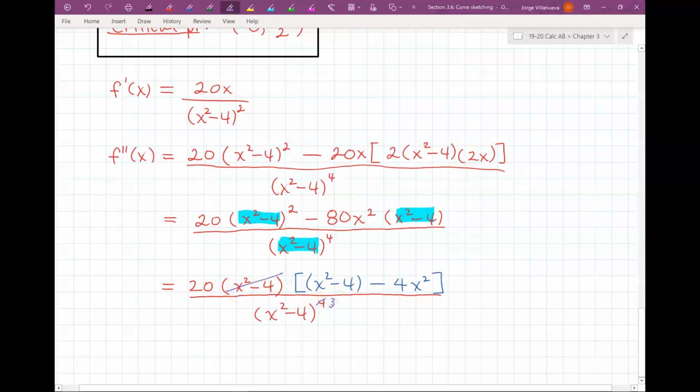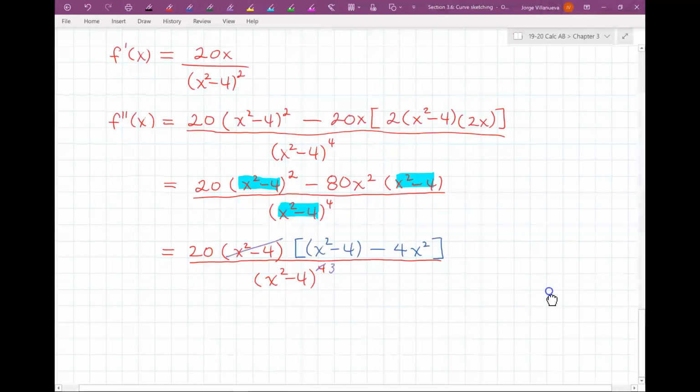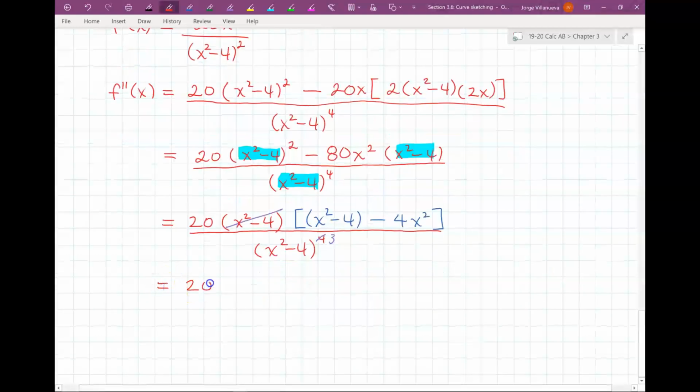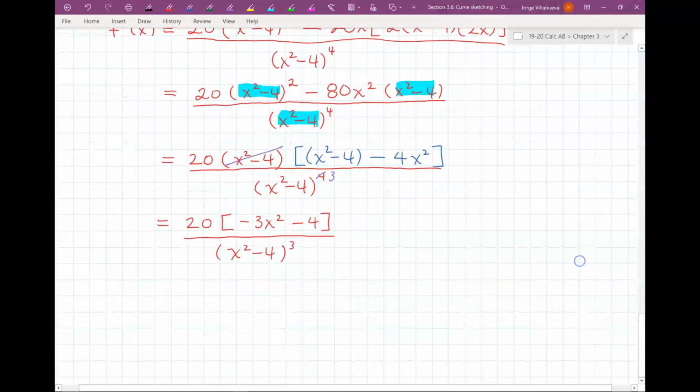And I can combine what's inside of that blue section. So this will be 20 times x squared minus 4x squared, that's negative 3x squared, and then minus 4, over (x squared minus 4) to the third. Now if I simplify that by putting that 20 back in, this is going to look like this. Negative 60x squared minus 80 over (x squared minus 4) to the third. Now I'm ready to solve for zeros.